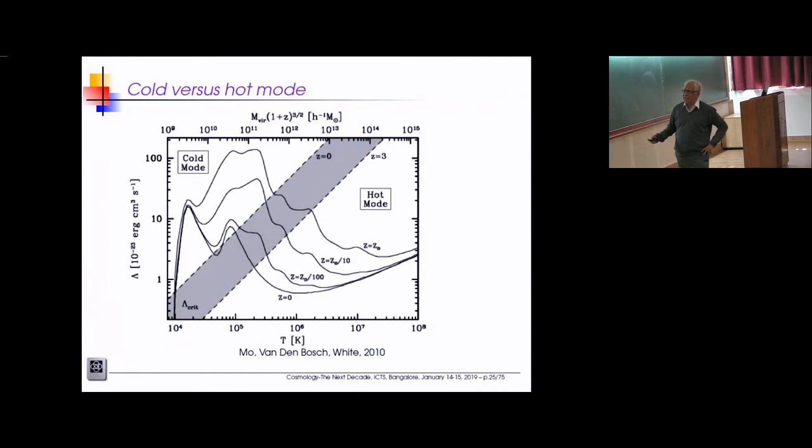And there's another plot from Moe, Vanden Bosch, and White about the cold versus the hot mode. Again, the division is roughly at T cool equal to T dynamical, and things on this side, at lower temperature, the cold mode accretion is more predominant. At higher temperatures, the hot mode accretion is more predominant.